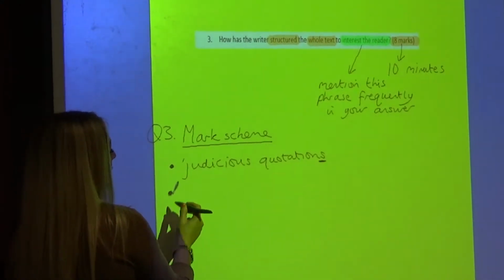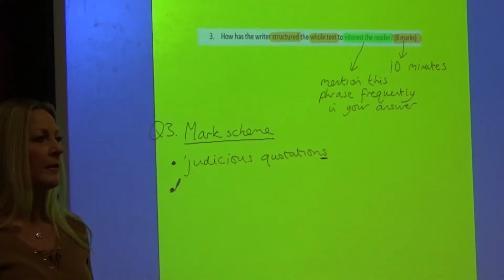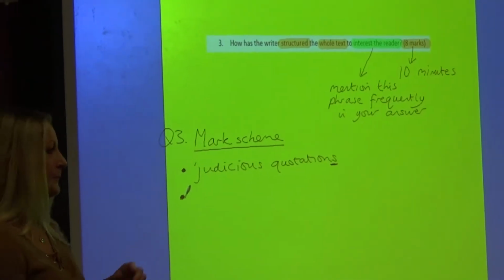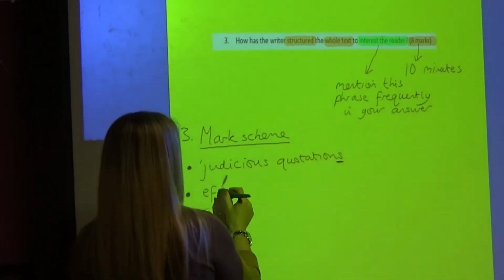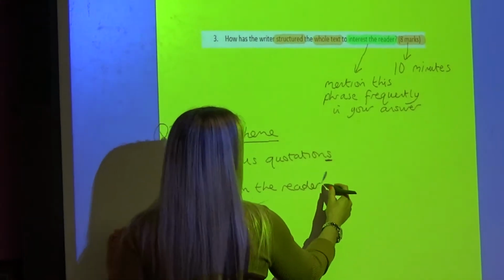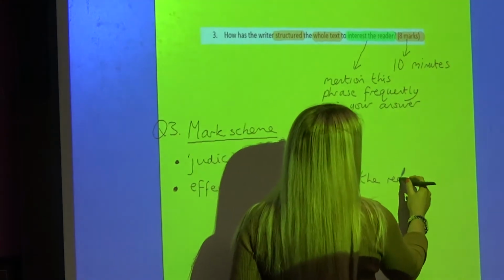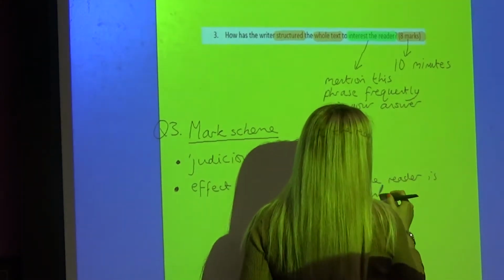Can anyone tell me what the second of the 3 bullet points is on the structure question? Good. Okay. So again, as we've just mentioned, it's effect on the reader, or more specifically in this question, how the reader is interested.